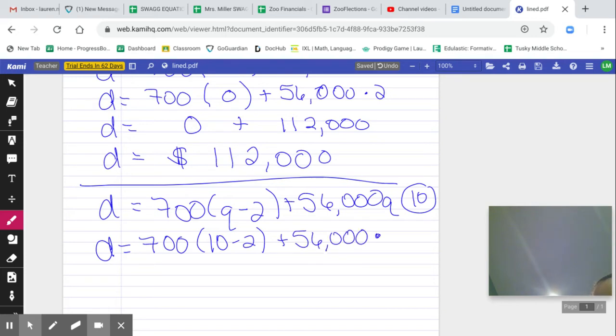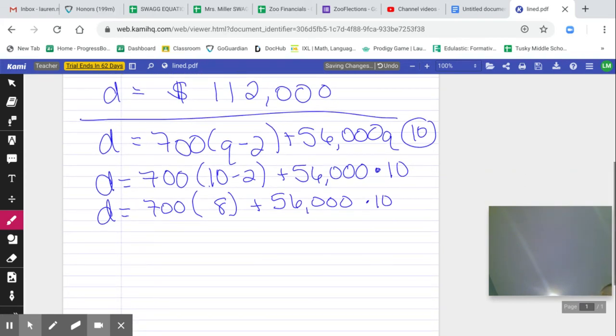Remember that means multiply, so times 10. Okay, so now I'm going to go through and I'm going to solve this. So I need to do my parentheses first. So I'm going to rewrite till I get there. 10 minus 2 is 8. So I replace that with an 8 and then rewrite the rest of the problem. Now I'm going to do my multiplication next. So again, calculators are fine. 700 times 8 is 5,600.